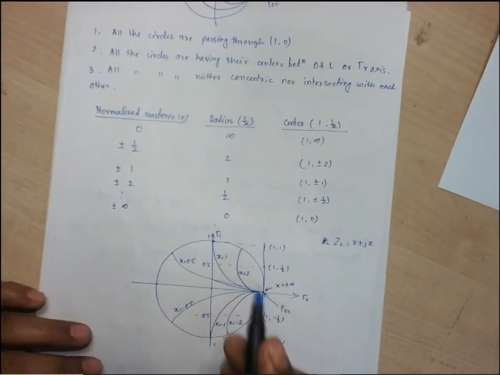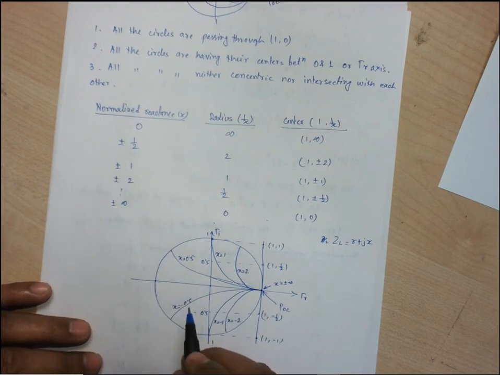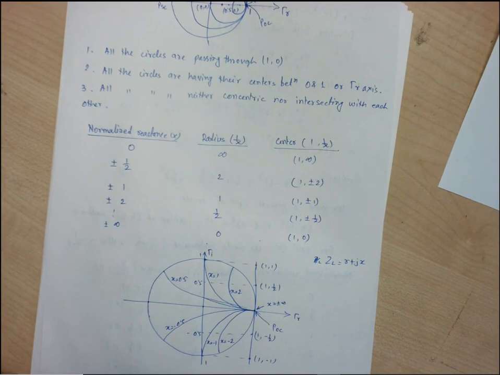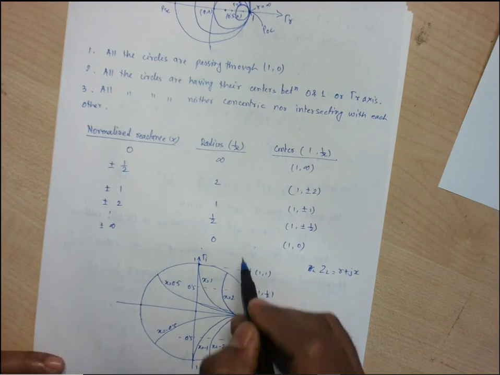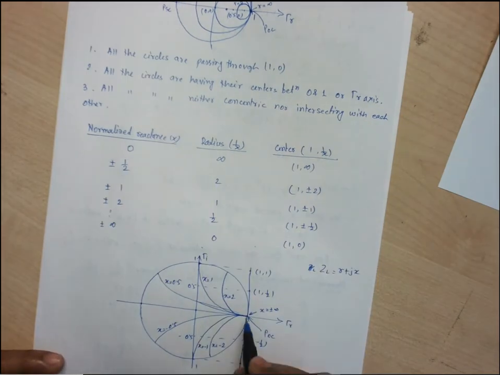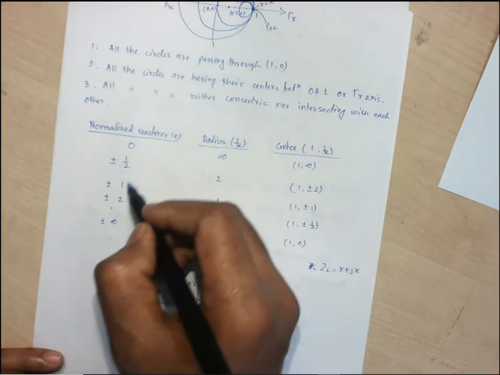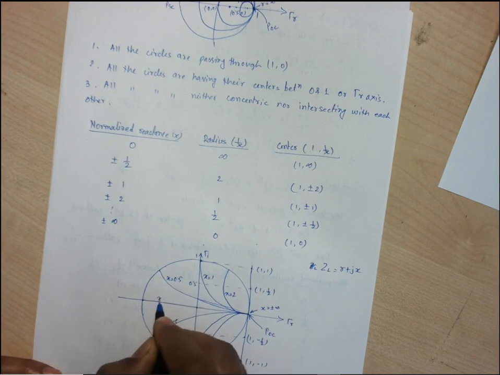This is the line for x equals to 0. If we go with x equals to 0, the radius is infinite, centered at 1 comma infinite. So with 1 comma infinite, any value is possible. Starting from this point, any point on this line is possible. If we draw a big circle, it obviously becomes a straight line. So the reactance x equals to 0 goes through this line.